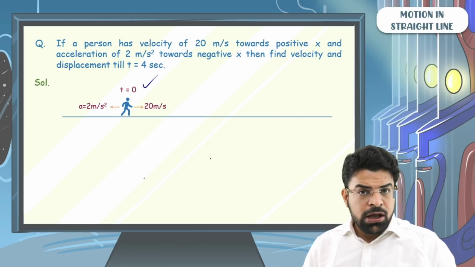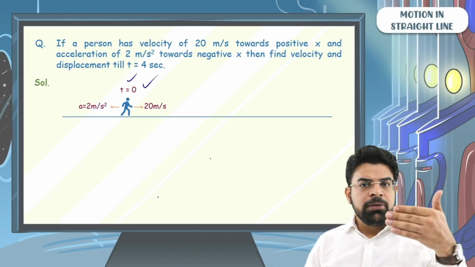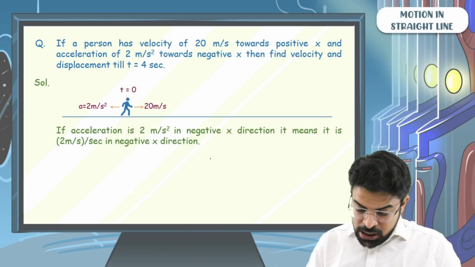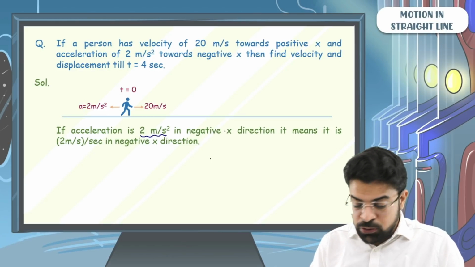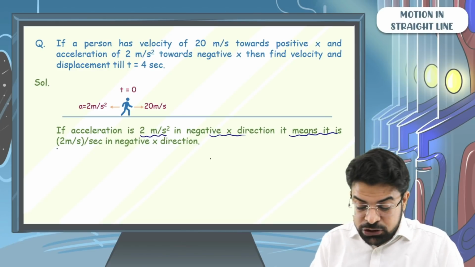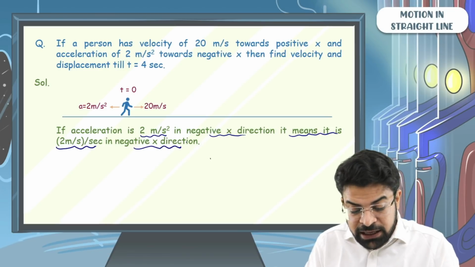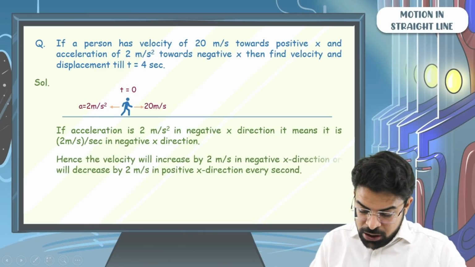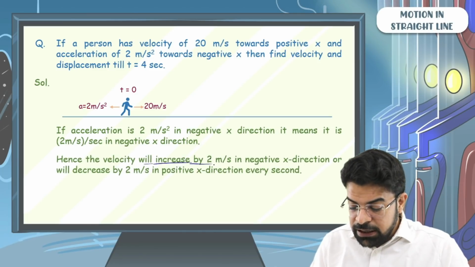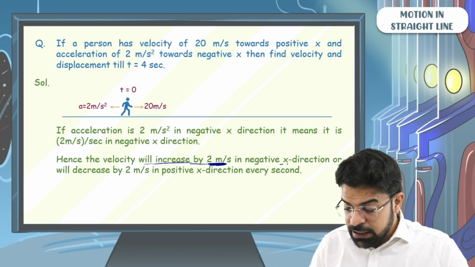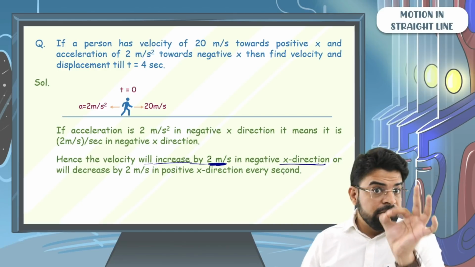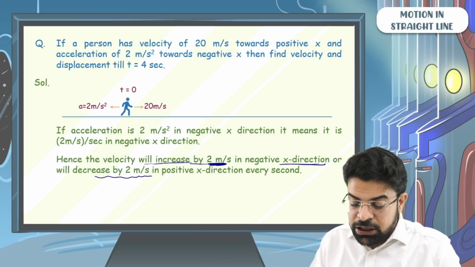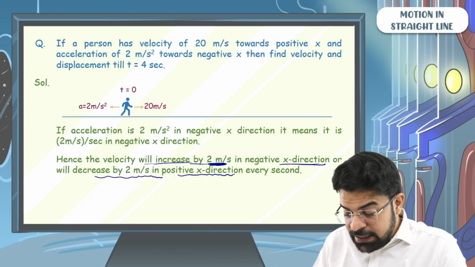This is the person. At time equals 0, the person has a velocity of 20 meter per second towards positive x and an acceleration of 2 meter per second square towards negative x. If the acceleration is 2 meter per second square towards the negative x direction, it means it is 2 meter per second per second. Hence the velocity will increase by 2 meter per second in negative x direction, or will decrease by 2 meter per second in positive x direction every second.